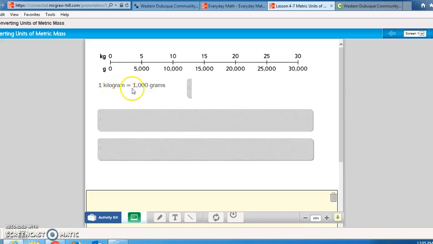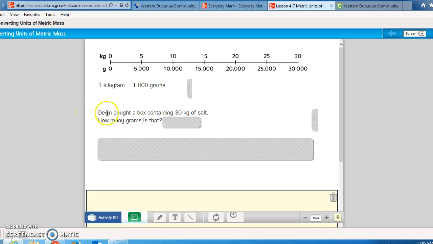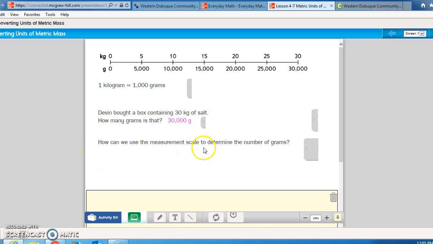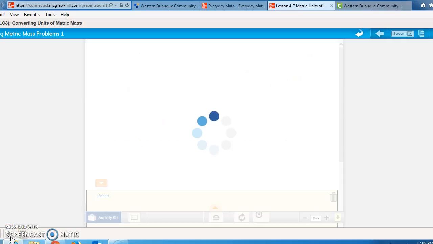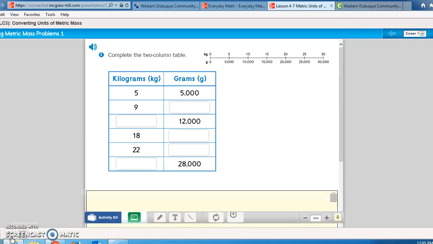So again, 1 kilogram equals 1,000 grams. So if Devin bought a box containing 30 kilograms of salt, how many grams is that? Well, kilograms is 30. So how many grams is that? 30,000. How can we use this measurement scale to determine the number of grams? Well, we look at the number that's directly above it that correlates with it. That helps us to know what our answer should be.